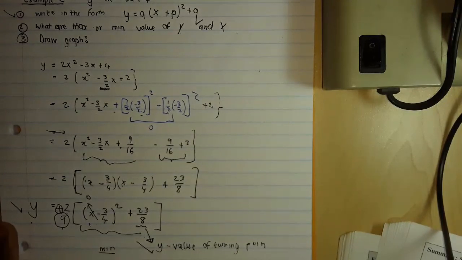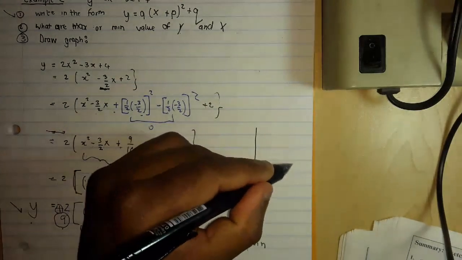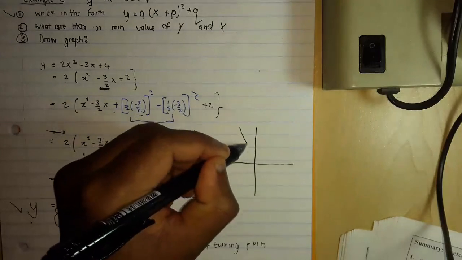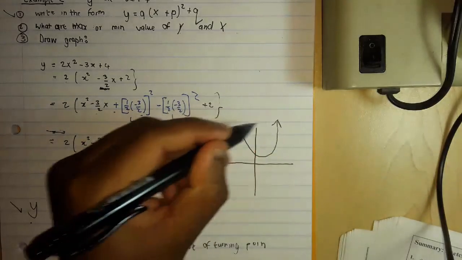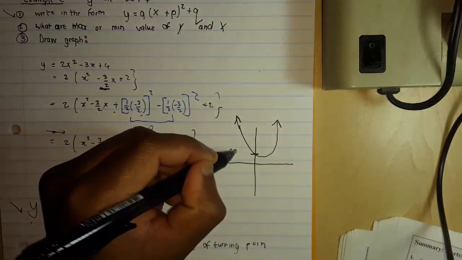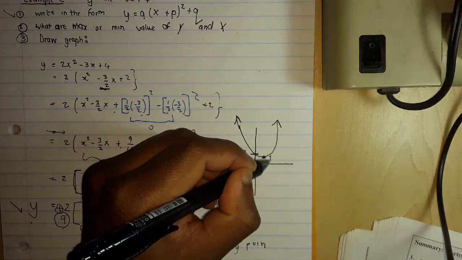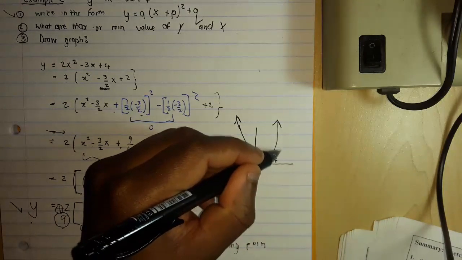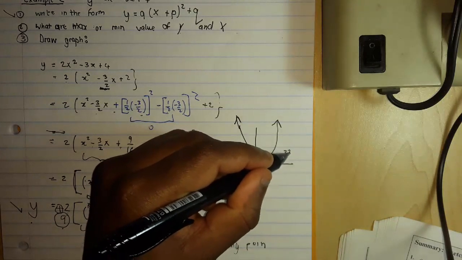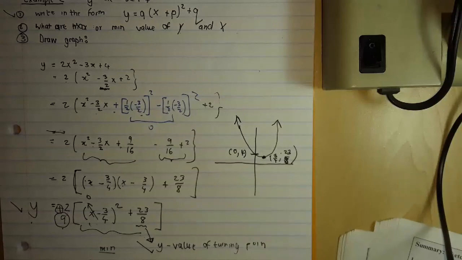I won't give out the solution, but if you try it out, this is how the graph will look. It will look like this, and the y-intercept will be 0 and 4, and the coordinates of the turning point we already have: 3 over 4, 23 over 8. So just try that out and see if you'll get the same graph as I did.